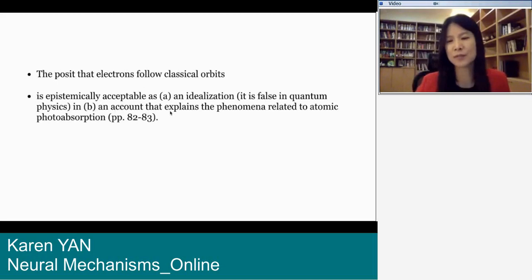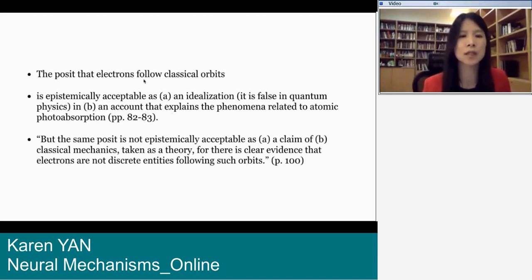There's some case detail I would really need to go into in order to make sense of this, but I don't really have time to dwell on that, so I will just give you a very general statement here. But in another case, the same posit, that electrons follow classical orbits, is not epistemically acceptable as a claim asserting something about the system, and as a claim of classical mechanics taken as a theory. For there's clear evidence that electrons are not discrete entities following such orbits.